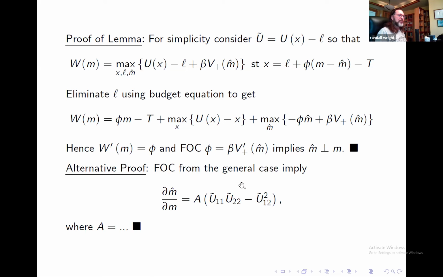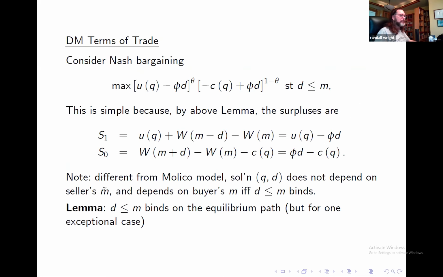An alternative proof is just use the general utility function, take the first order conditions from the problem, and then use comparative static techniques to take the derivative of M hat with respect to M, and you'll find after a little bit of algebra, it looks like this, where A is some constant. So if Russell-Long's conditions hold, if that's 0, you get the desired result. So this is kind of good.